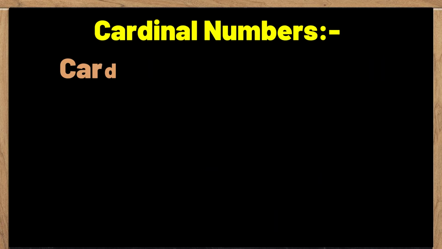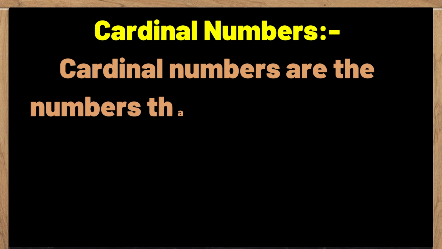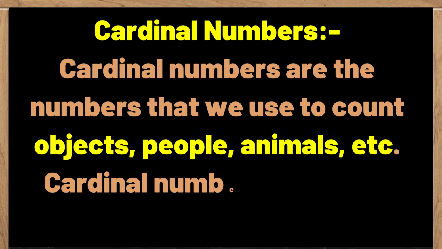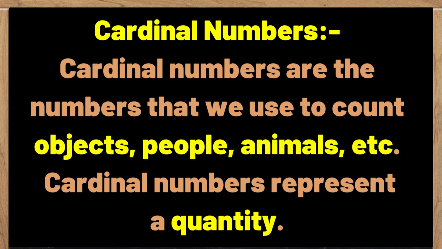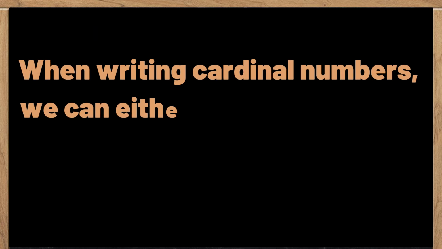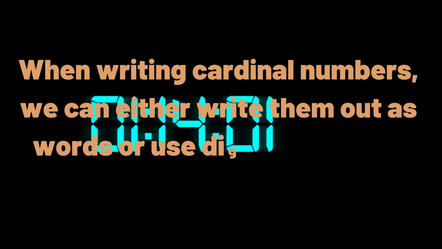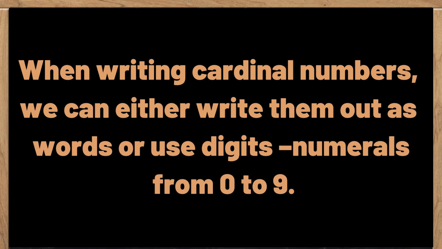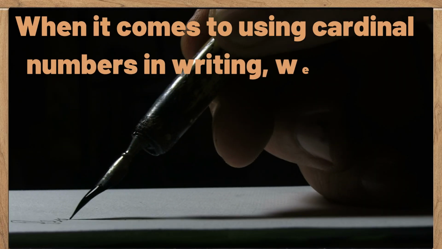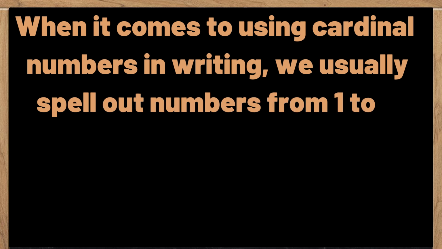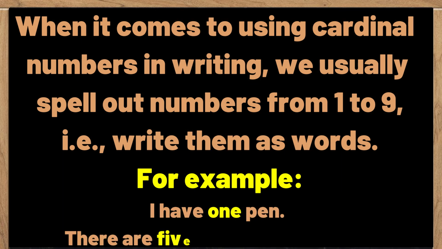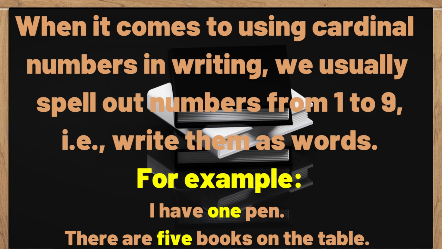Cardinal numbers. Cardinal numbers are the numbers that we use to count objects, people, animals, etc. Cardinal numbers represent a quantity. When writing cardinal numbers, we can either write them out as words or use digits, numerals, from 0 to 9. When it comes to using cardinal numbers in writing, we usually spell out numbers from 1 to 9, i.e., write them as words. For example, I have one pen, there are five books on the table.